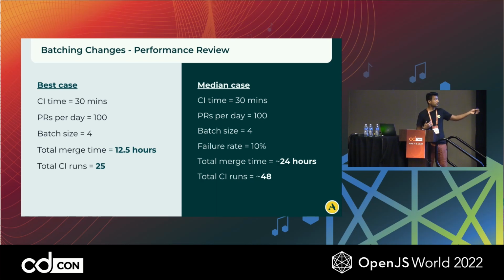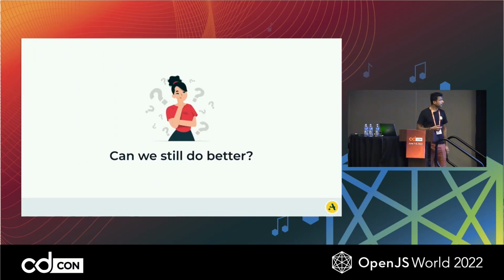In the median case, let's say there are 10% failure rates, in which case the total merge time, roughly depending on how the failures are distributed, will be about 24 hours. So it's getting there. If you have exactly 100 changes, you may be able to merge all of them in the entire day, but it's still unrealistic, because you wouldn't want to merge changes that take 24 hours to hit production. And the total CI runs are about 48, which is about half of what you were running before. So then, can we do this better?